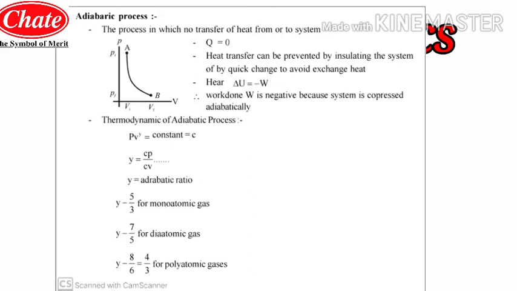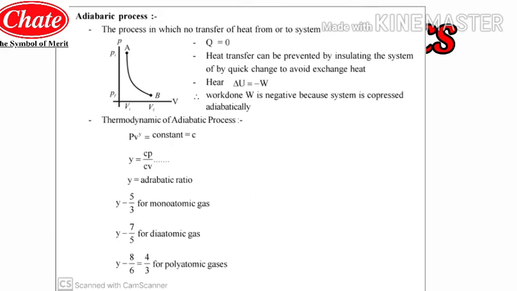Now the thermodynamics of the adiabatic process, we are going to see. PV raised to gamma will be constant, that is C. Now gamma we can further represent as Cp divided by Cv. So what is meant by gamma? Gamma is nothing but the adiabatic ratio, which is 5/3 for monoatomic gases.